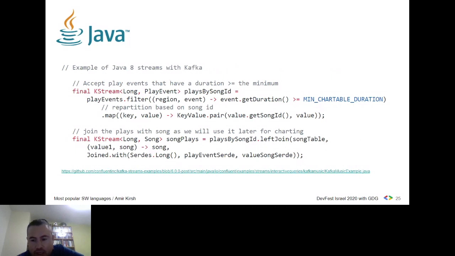Well, the most known declarative language is SQL. SQL is the most known declarative language. You say what you want and not how you want to achieve that.